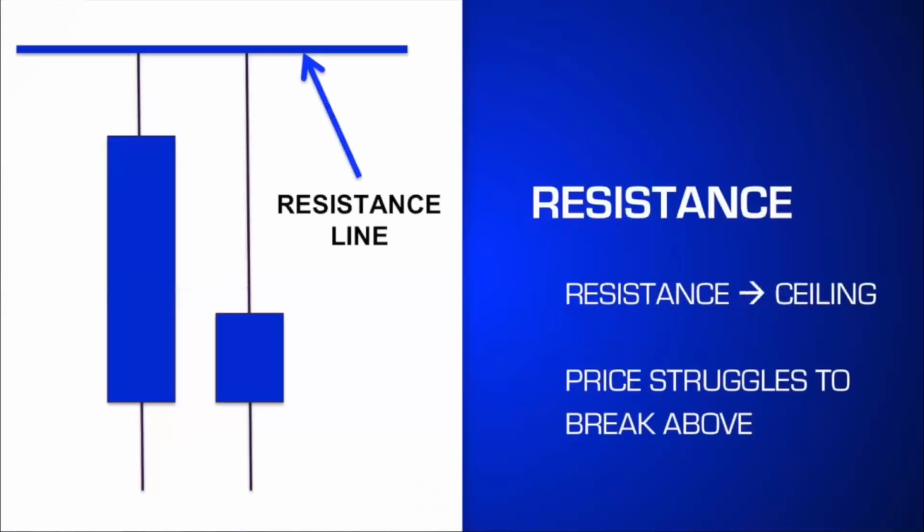Now let's talk about resistance. Resistance is one of the first things that we'll talk about. Resistance is like a ceiling. If you see in this picture, you see how that wick was approaching the line, but it was not trying to go above the line. Resistance is kind of like a ceiling where price struggles to get above it.